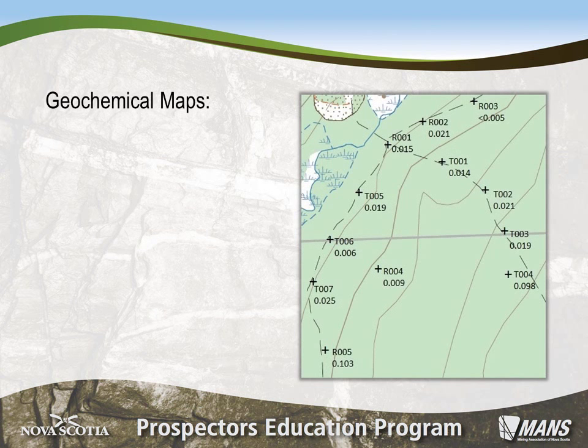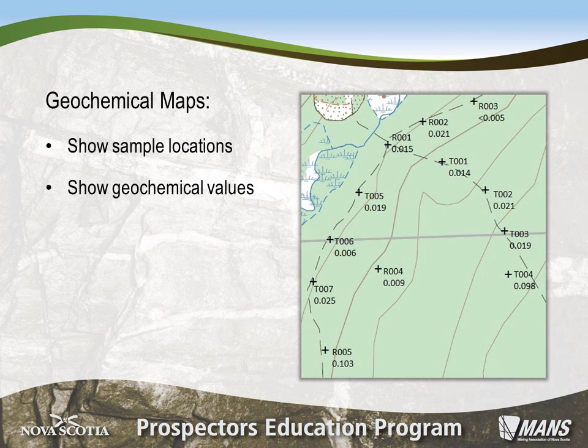Geochemical maps usually show the locations where samples were collected and the elemental values or analytical data associated with the geochemical survey. This image shows a portion of the simplest type of geochemical map. It shows the sample location and number, along with the raw analytical values of the element, in this case, gold in parts per million.